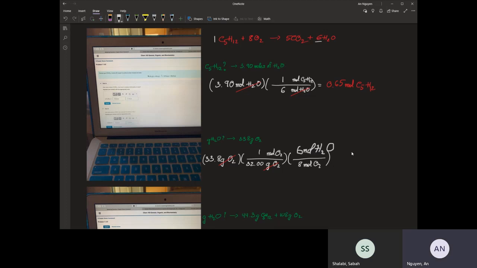And then they're asking for grams. So we just have to multiply. We have to convert that to grams. So grams of H2O for every mole of H2O. And we just calculate the molar mass of that.